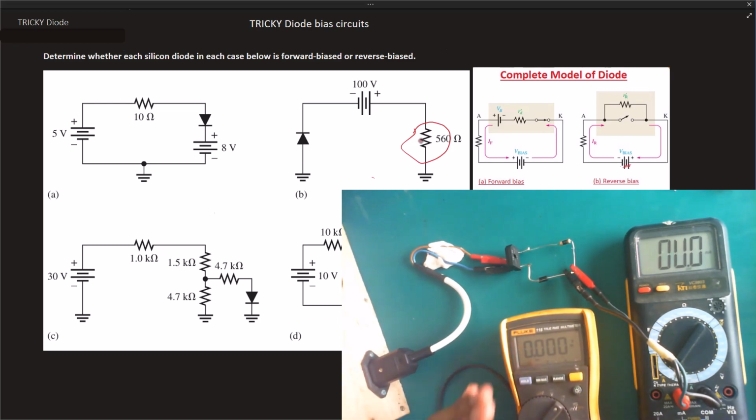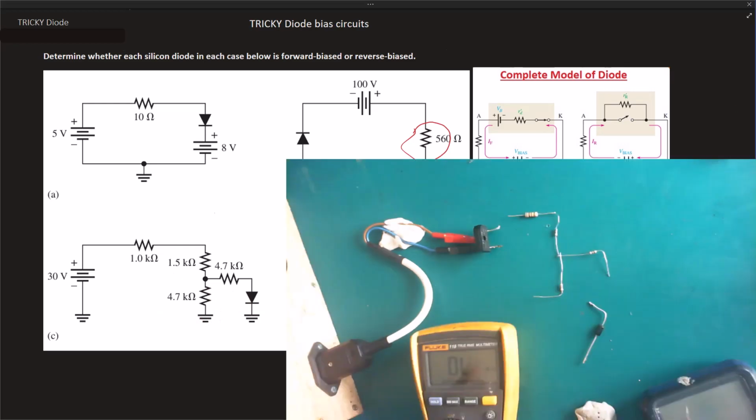So this is it for this experiment of option 2. Now I'm going to move on to option C, where we've got a 30 volt power supply and a 1K, a 1.5 kilo ohm, a 4.7 and another 4.7. And we've got the diode. We say that this particular diode was also forward bias, so we just need to prove that.